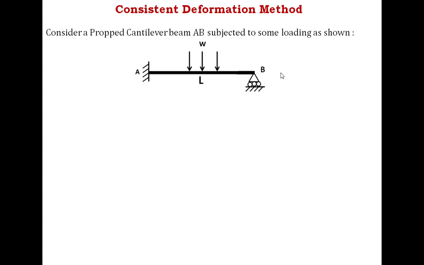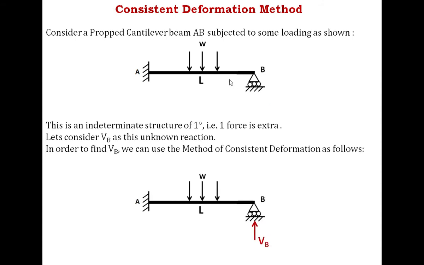In order to understand the concept of consistent deformation method, let us consider a prop cantilever beam like this. As we all know, a prop cantilever beam is a cantilever which is supported by some prop. By this support, the prop cantilever becomes statically indeterminate. And if it is a roller support here, then the structure is statically indeterminate by 1 degree, meaning one force is extra. There is one force which is extra and is to be found out.